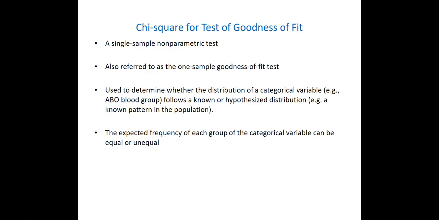The expected frequency of each group of the categorical variable can be equal or unequal. The expected frequency is the theoretical one. Let me give an example. Maybe in our civil service in Nigeria, since we have 6 geopolitical zones, the federal character should reflect equally, that is, an equal number of people from each geopolitical zone. If that's the case, you may want to test in a particular ministry.